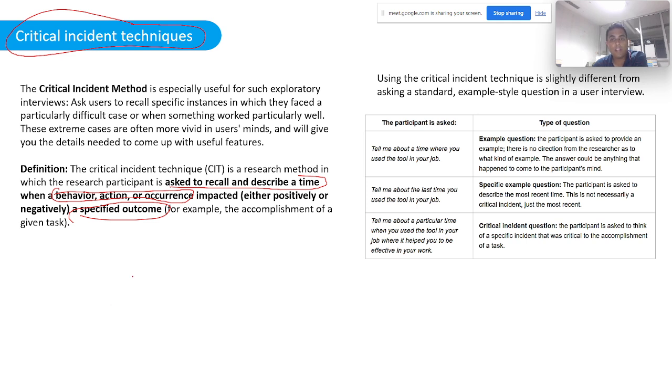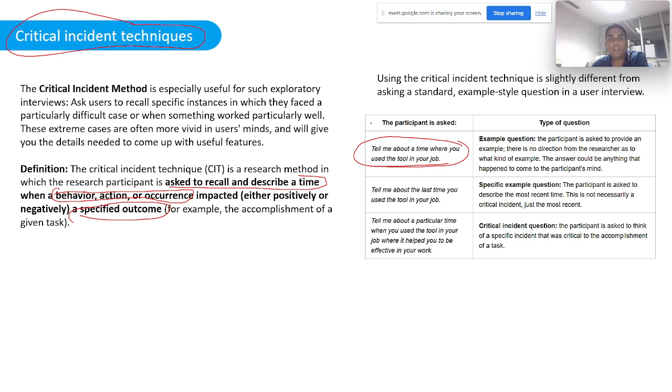For example, when you ask a particular user about a particular tool, a general interview question can be like, tell me about a time where you used a tool in your job. Okay? So this is a question to a user, and he needs to give information about any tool that he used in his job. The nature of the question is so generic that the nature of the answer will also be very generic.